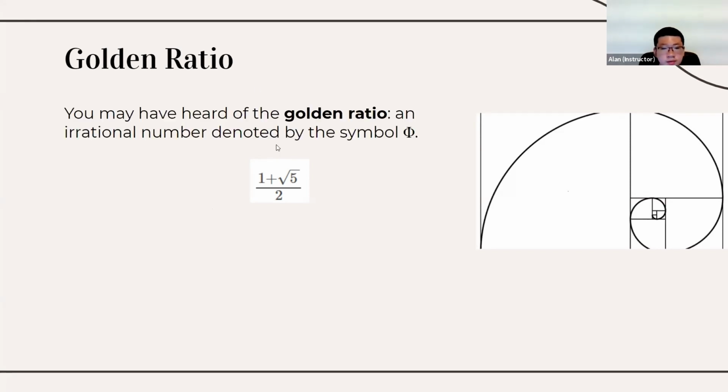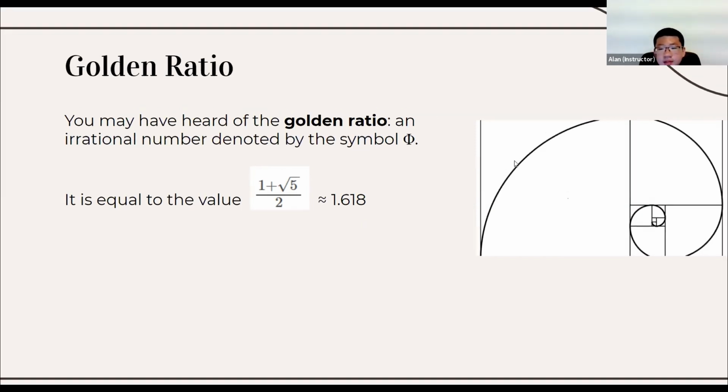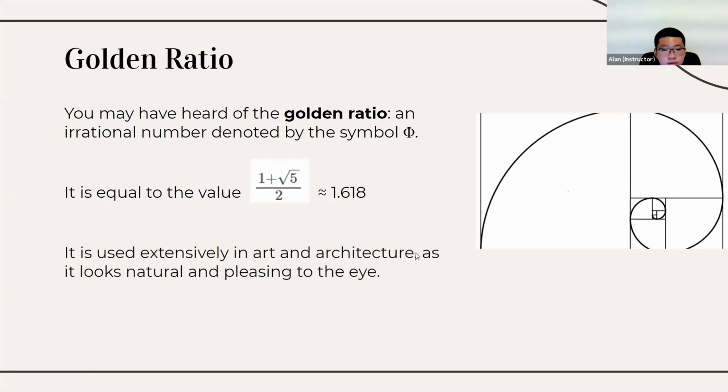So you may have heard of the golden ratio, which is an irrational number denoted by the symbol phi, and it's equal to 1 plus the square root of 5 all over 2. It's approximately equal to 1.618. And on the right, you can see the ratio between the side lengths of this rectangle is the golden ratio, and we're going to derive it using this rectangle later. It's extensively used in art and architecture, because it looks natural and is pleasing to the eye.